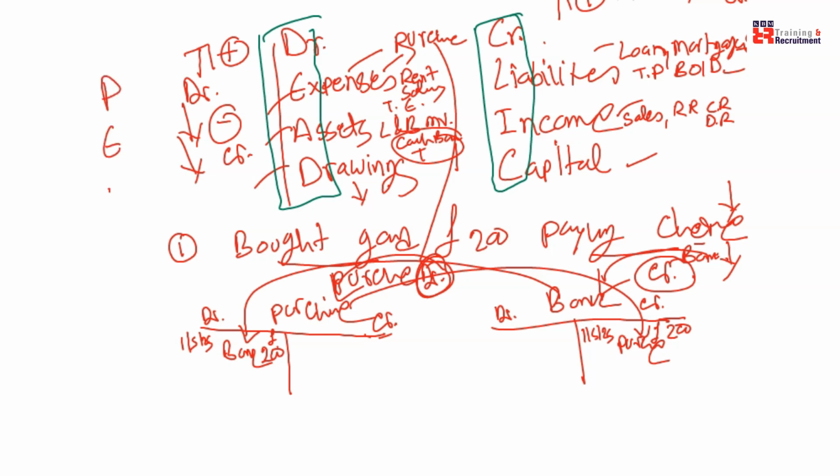Also watch the video on PEARLS, like PEA, purchase, expense, assets, are your debit. RLS, revenue, liability and sales, are your credit.